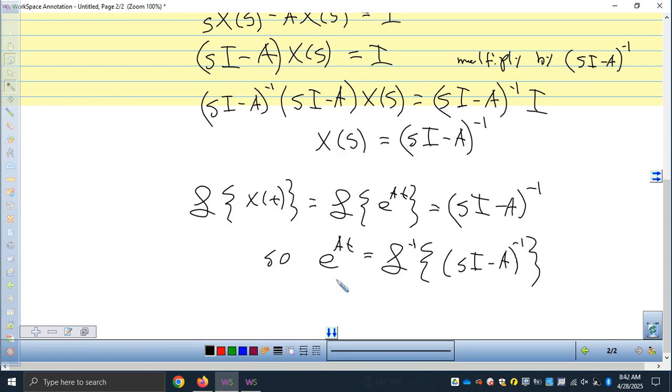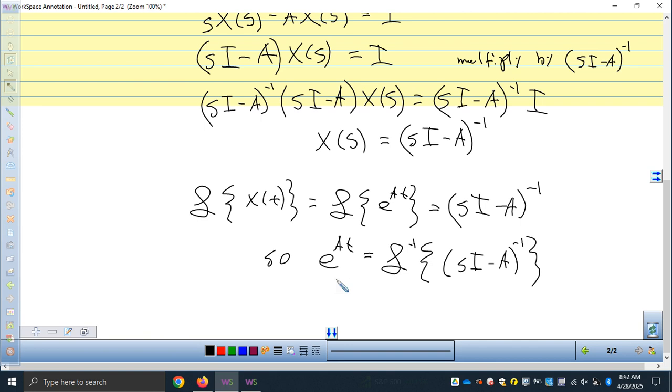So generally, this is nice because matrix operations are generally easier to compute than power series manipulations. So this is a nice alternative way to find e to the At. Kind of an interesting application of Laplace transform.